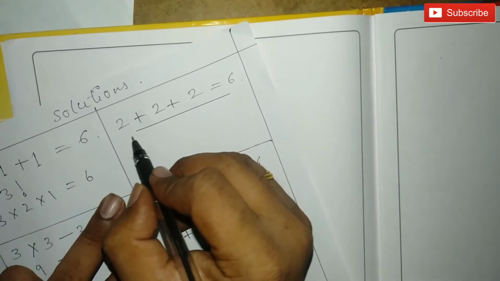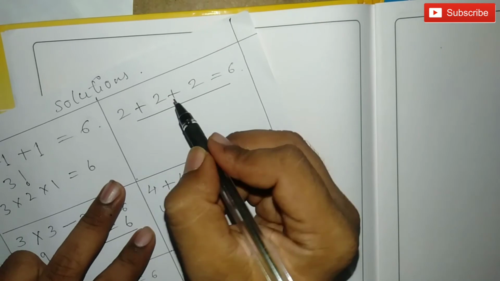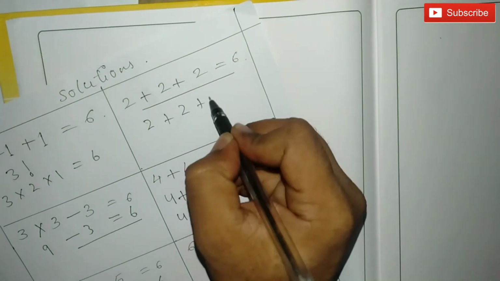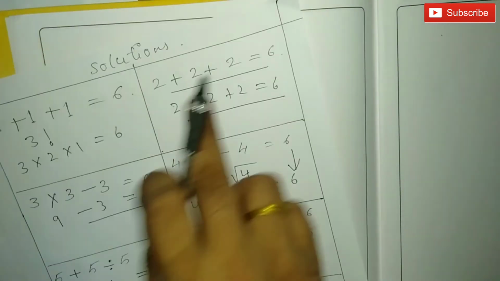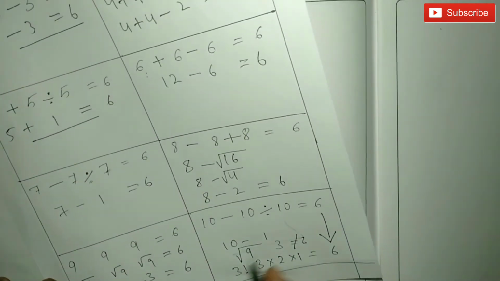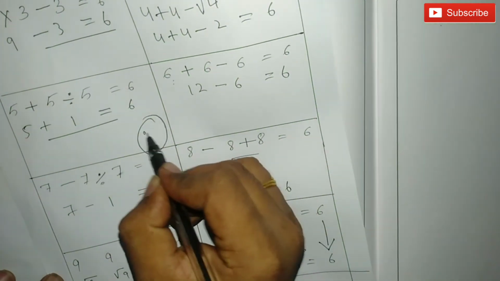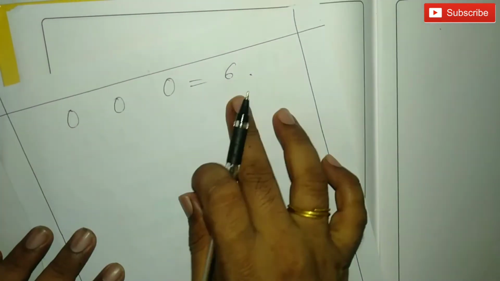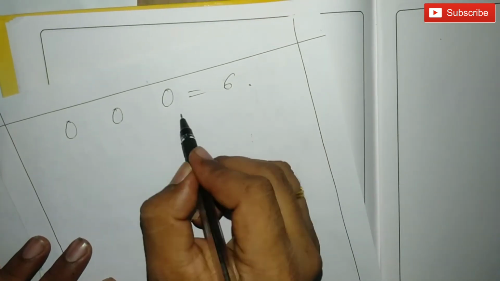Now the remaining one, last but not the least, we will be solving for 2. It's already done. Now we have to go for plus equals 6. Right? Now we have solved 1, 2, 3, 4, 5, 6, 7, 8, 9, 10. What's remaining? Remaining is 0. Here is the solution: 0 plus 0 plus 0 equals 6. How can it be possible?